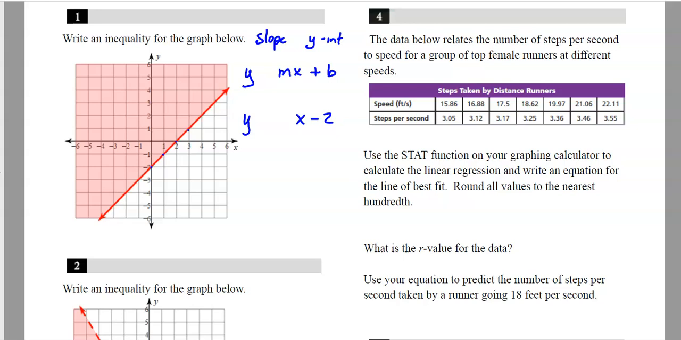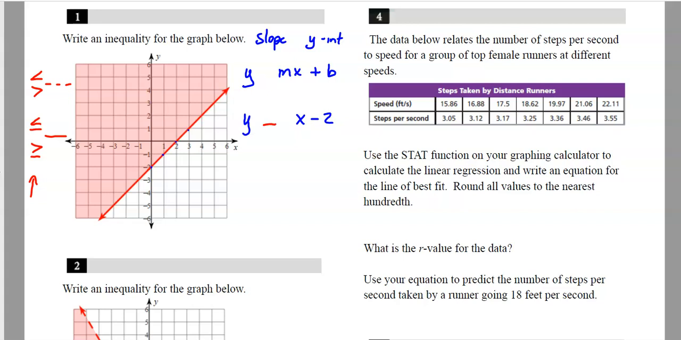And now I see that the line, so now I have to make a decision. Is it going to be less than or greater than or less than or equal or greater than or equal? Well, when it's less than or greater than, it's going to be a dashed line. And if it's one of the equal to's, it's going to be a solid line. Since this is a solid line, I know it's going to be one of these two down here. And now I actually have to pick a test point is one way. I can choose a test point and plug it in and see is it greater than or less than. I do know the equal to part.